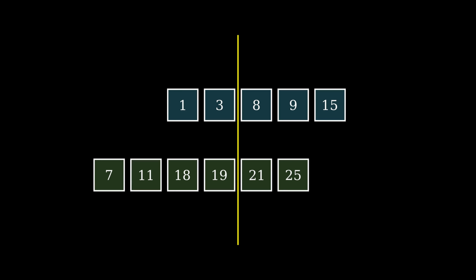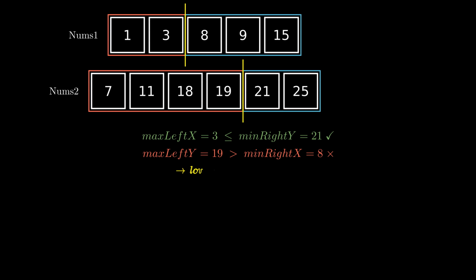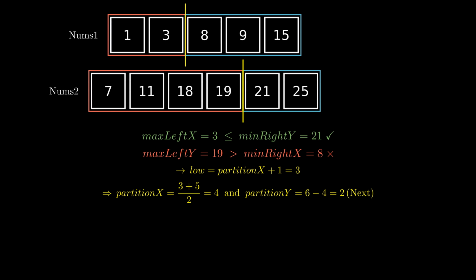Because the arrays are sorted, the largest element on the left half must be less than or equal to the smallest element on the right half. If max left x is greater than min right y, it means partition x is too far to the right, so we need to move it to the left. And vice versa. In this case, we'll move to the right by assigning low the value of px plus 1.